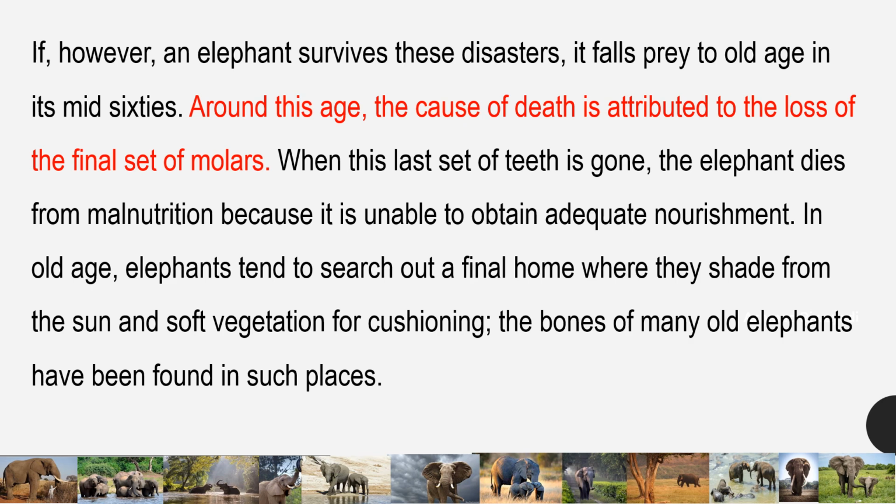Let's see paragraph 2 again and focus on the sentence in red. Around this age, the cause of death is attributed to the loss of the final set of molars. Pada usia ini, maksudnya pada usia 60-an atau pertengahan 60-an, penyebab kematiannya dikaitkan dengan hilangnya seperangkat giginya yang terakhir. So it is very clear that the natural cause of an elephant death is attributed to the loss of the final set of molars. Jadi, sangat jelas bahwa penyebab alami dari kematian seekor gajah pada usia pertengahan 60-an adalah karena lepasnya atau hilangnya seperangkat giginya yang terakhir.